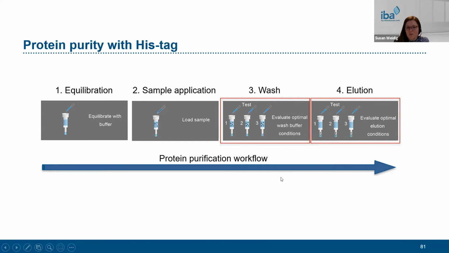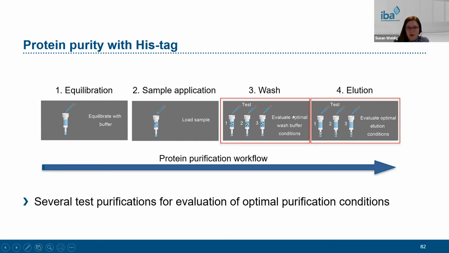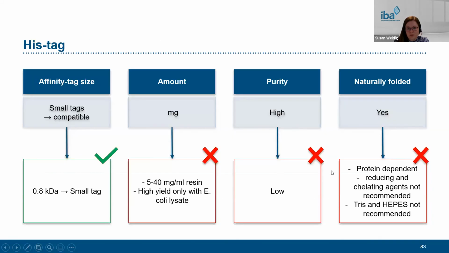So for each protein, you have to find the optimal washing conditions and the optimal elution conditions. That's the reason why the purity is really low, and you have to invest several hours to find the perfect purification conditions, or in the best case you can optimize them, but sometimes it is really difficult to find optimal purification conditions with a higher purity.